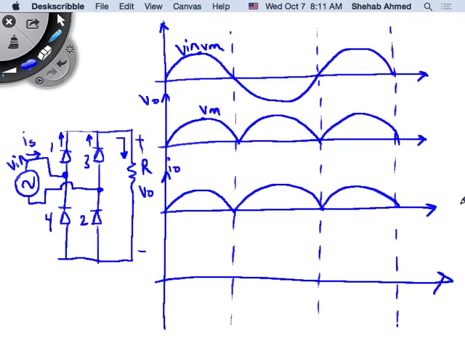Okay, so this is I output. It looks exactly the same as V output, except its peak value is Vm over R. In this case, that's fine. So what does the source current look like?